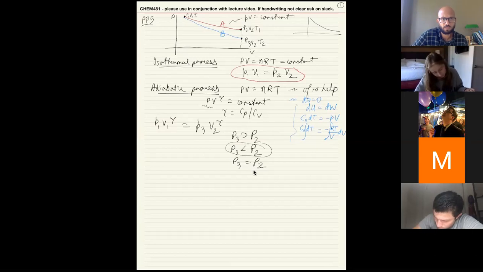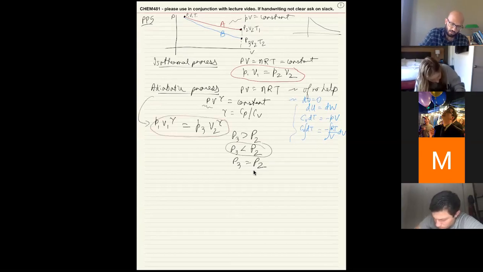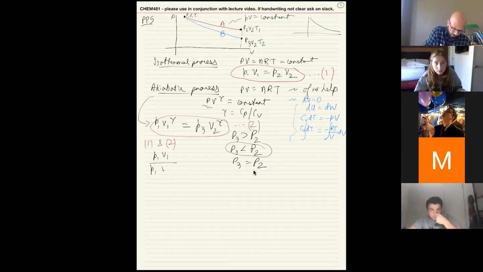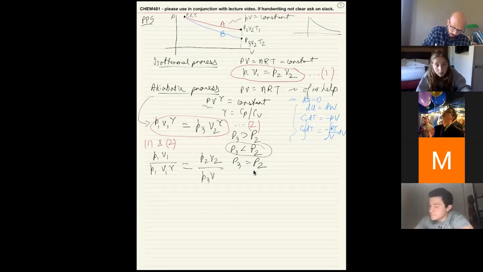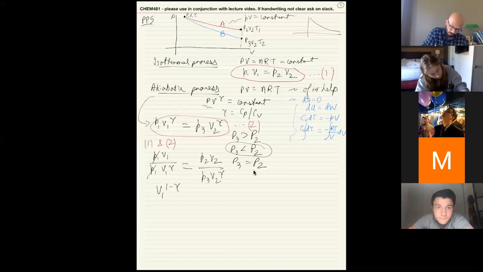If P3 is less than P2, we are done. So how do we do that? So adiabatic process implies P1 V1 to the power gamma is equal to P3 V2 to the power gamma. And at the same time, we have P1 V1 equal to P2 V2. So take equation 1, take equation 2, and divide both sides. So write down P1 V1 by P1 V1 to the power gamma is equal to P2 V2 by P3 V2 to the power gamma. P1 V1 cancels. We are left with V1 to the power 1 minus gamma is equal to P2 by P3 multiplied by V2 to the power 1 minus gamma.